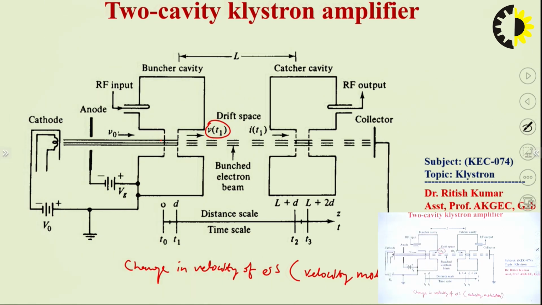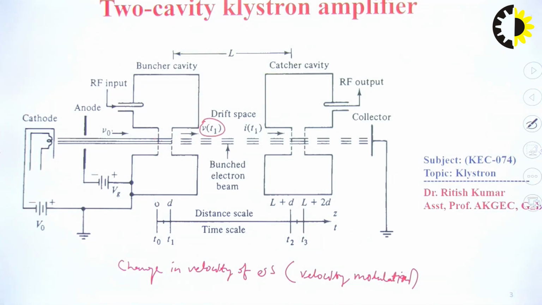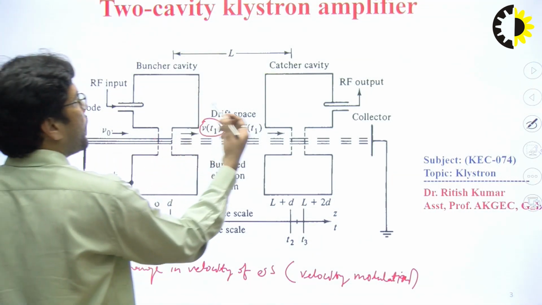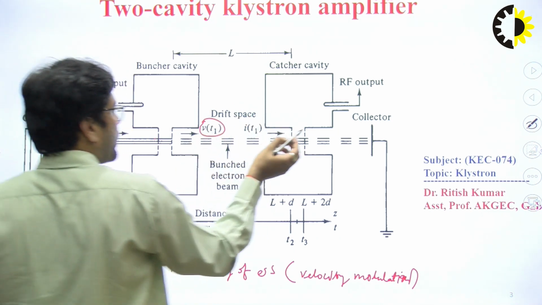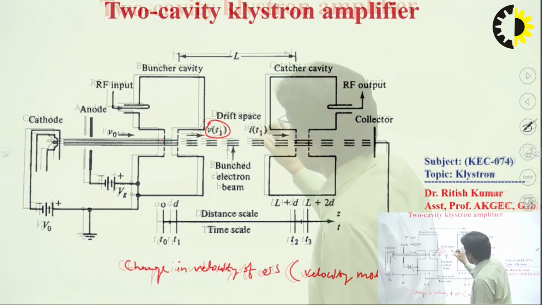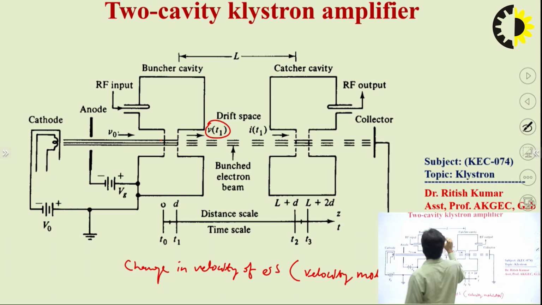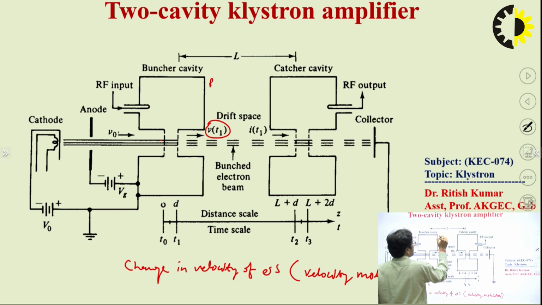How the amplification happens in this device, we can discuss in detail in the coming slides. Now this modulated electron beam passes through the catcher cavity. This region is known as the drift space, and in the drift space the bunching of the electrons happens, so we can say this is the bunching area as well.